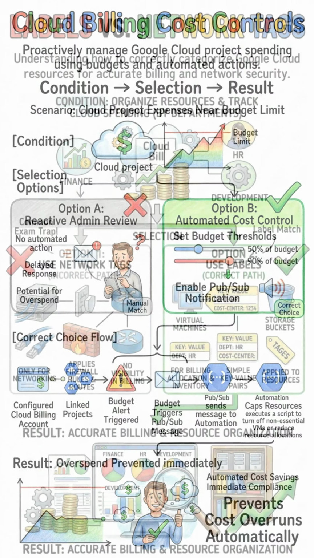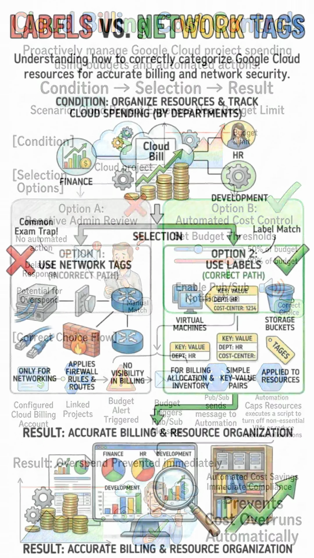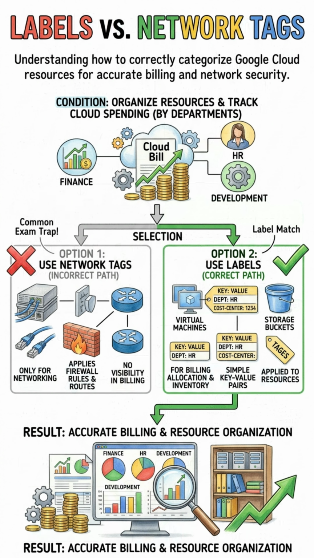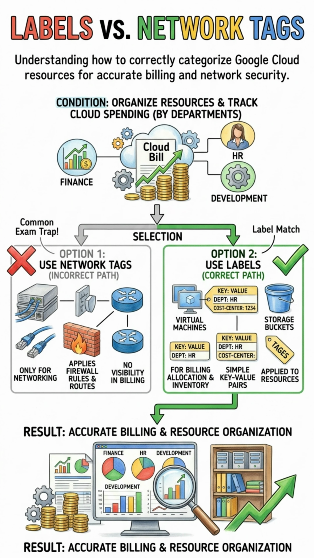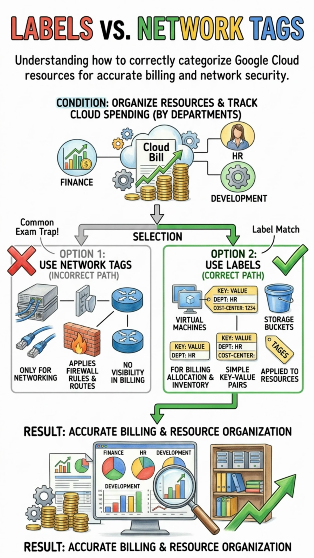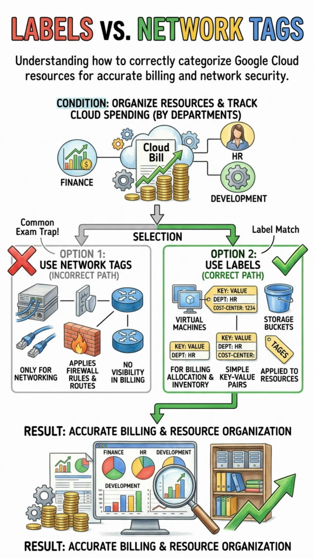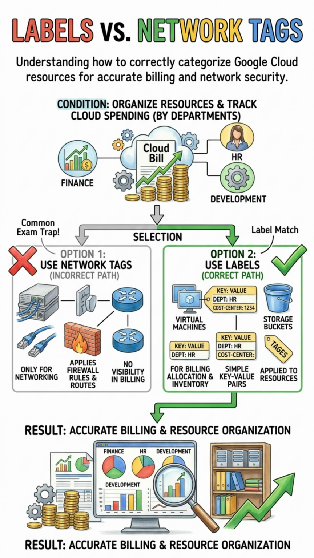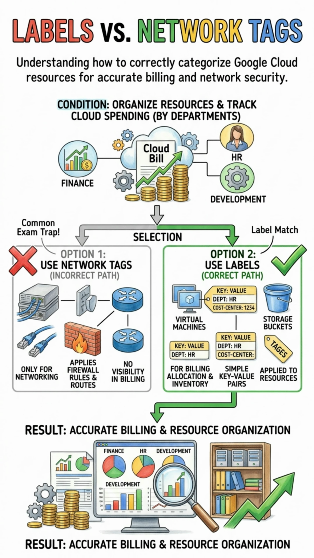To track cloud spending and organize resources effectively across multiple departments, you must utilize labels and network tags appropriately. Labels are simple key-value pairs applied to resources like virtual machines or storage buckets purely for billing allocation and inventory management. Network tags, however, are used exclusively to apply firewall rules and network routes. Mixing up labels for billing and tags for networking is a very common trap designed to catch you off guard on the certification exam.